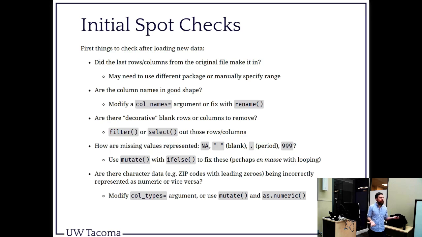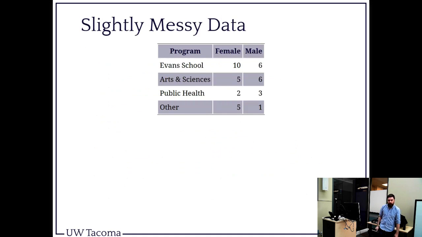Zip codes are the ones that drive me the most nuts for coming in that way when they shouldn't, but other things sometimes come in that way too. IDs of individuals in a panel survey, very common, right? We all know this.